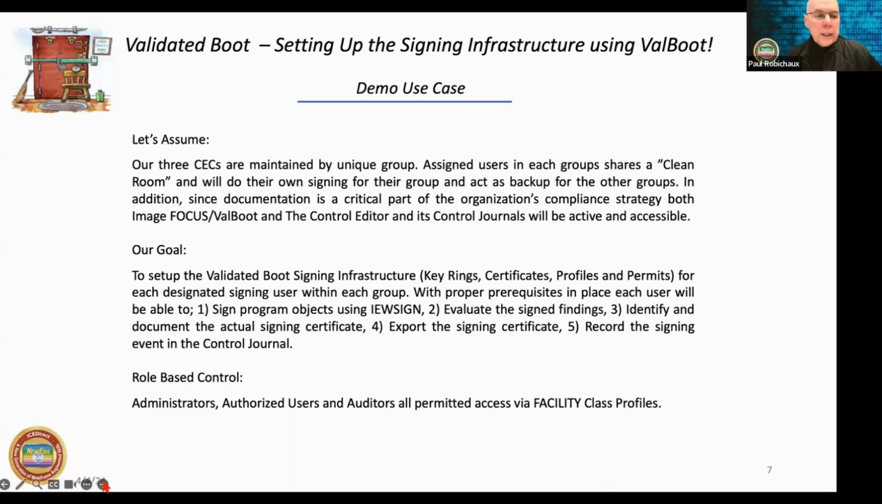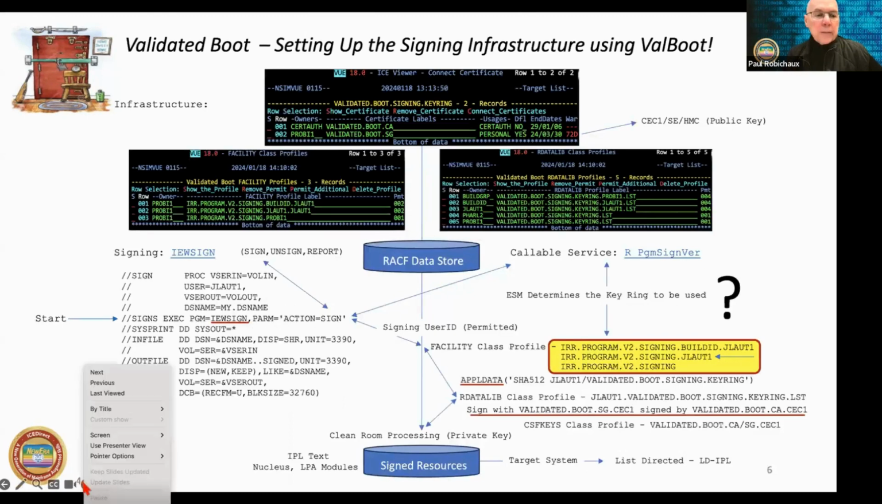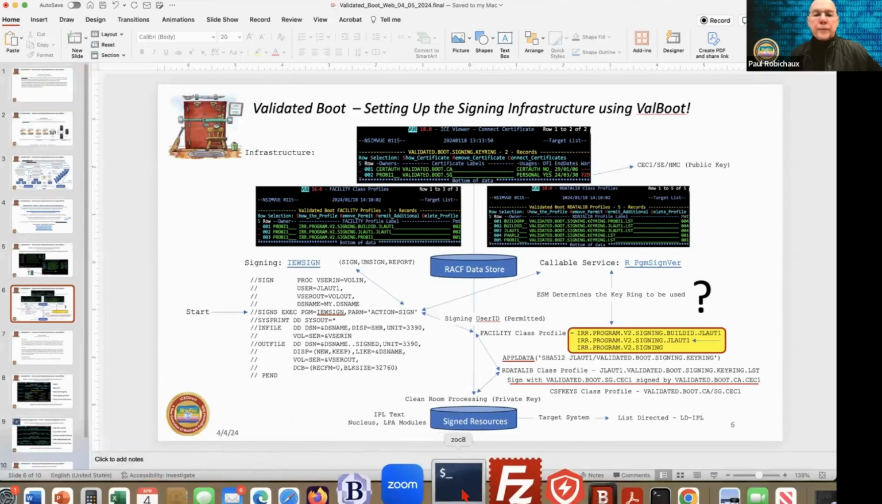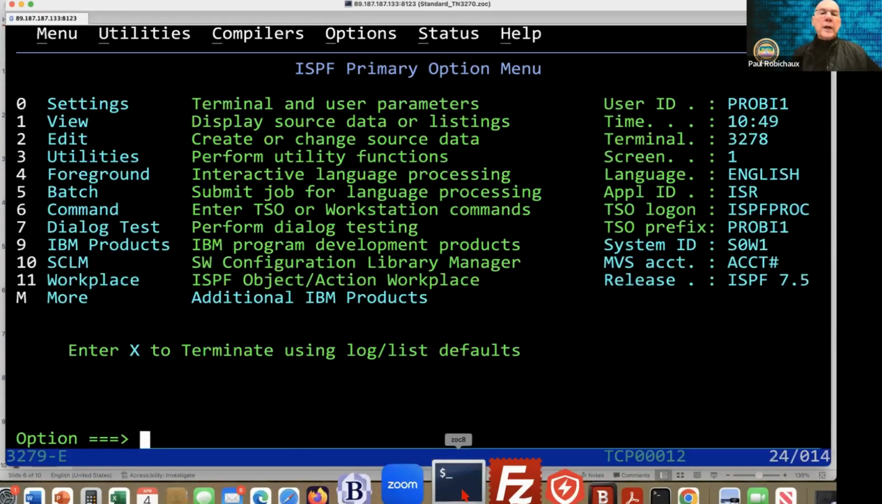So I'm going to go ahead and end this show. We'll come back later on to wrap up. But let me go to my 3270 session. Okay, so here we are. Now this is just TSO ISPF, so I'm going to go to the command line, TSO $ command line interface, CLI, comma, asterisk, ValBoot, VB, and I'm an administrator.